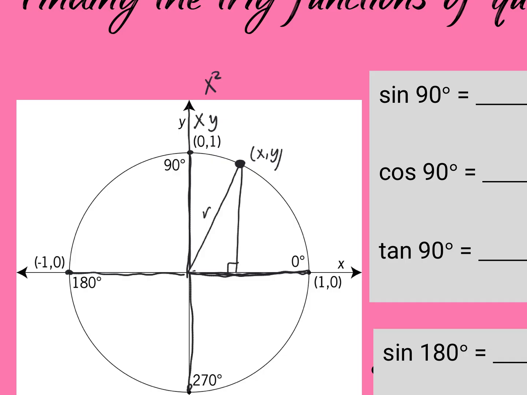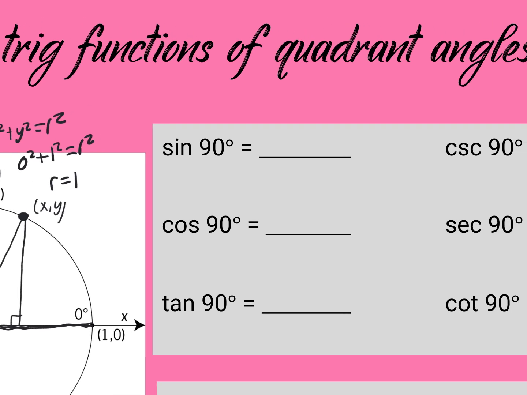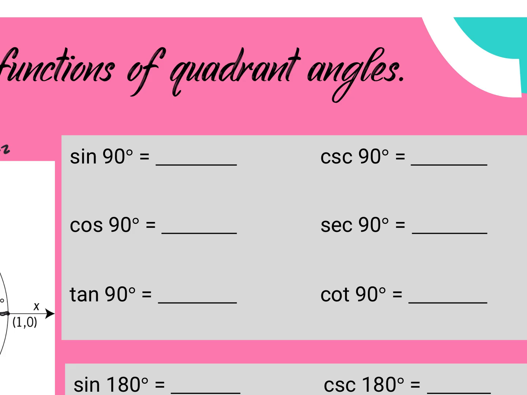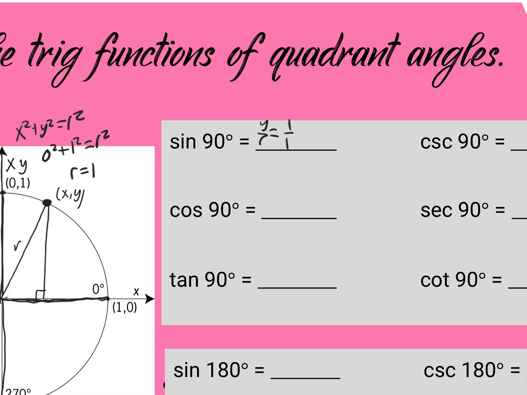So I want to find x squared plus y squared equals r squared. And that's going to get us 0 squared plus 1 squared equals r squared. And then when you simplify, you get r equals 1, right? You guys can verify that, but it should be super easy. And so at 90 degrees, I can find these exact values. So sine is going to be y over r, which is 1 over 1, which is 1. Cosine is x over r, which is 0 over 1, so 0. And then tangent is y over x, which is 1 over 0, and anything over 0 is undefined.